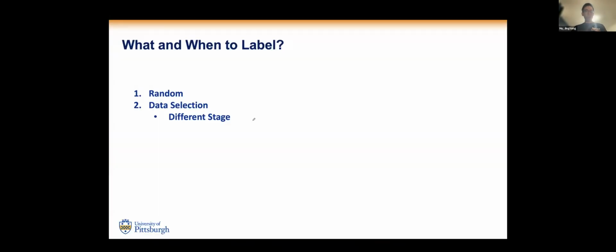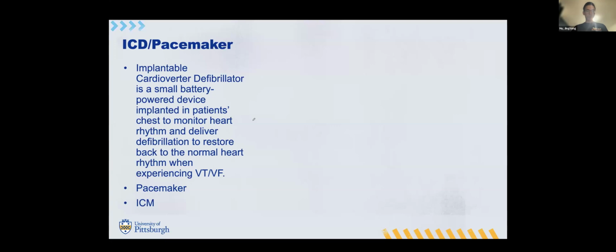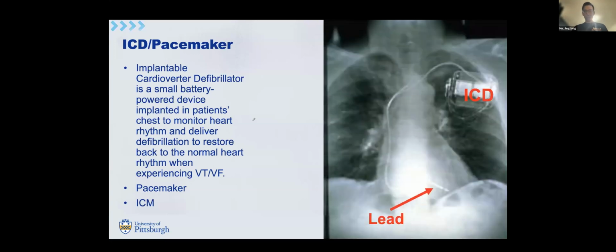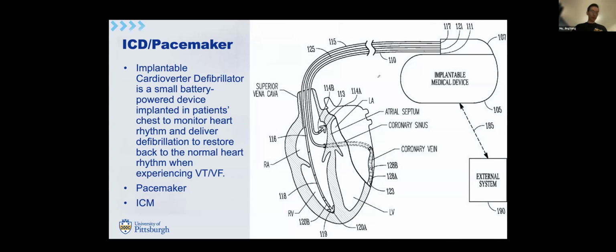Okay. So that concludes two of my main works. There are still some other related works. For example, we worked with a medical company to do this ICD and machine learning research. ICD is called implantable cardioverter defibrillator. Basically, if you have a heart arrhythmia, you can deliver an electric shock to the heart to get it back to normal rhythm.